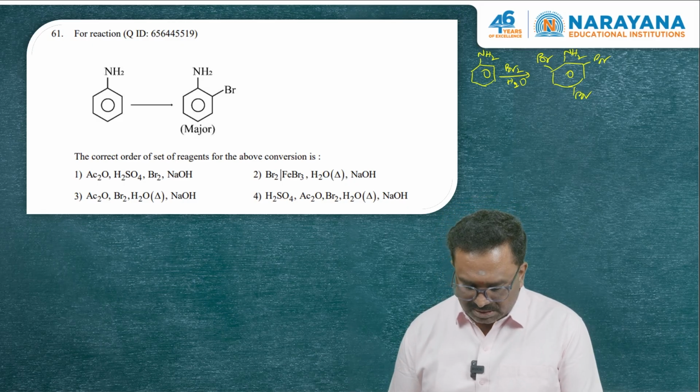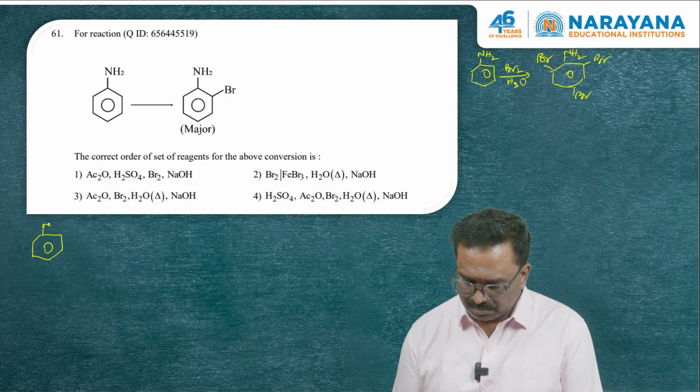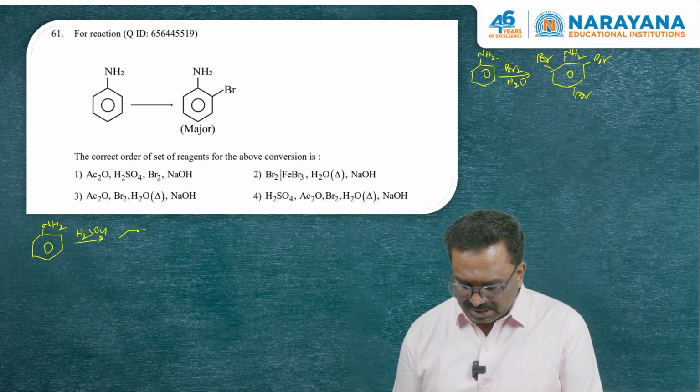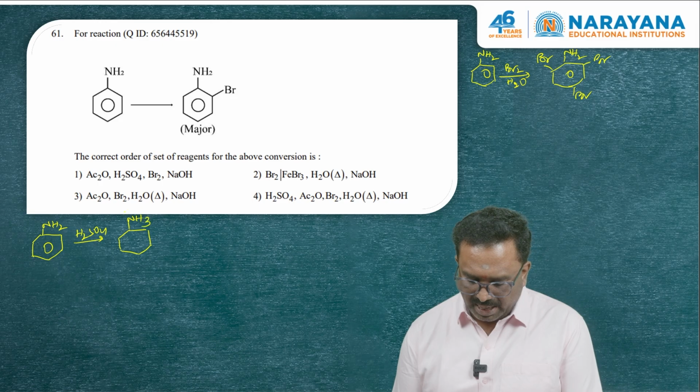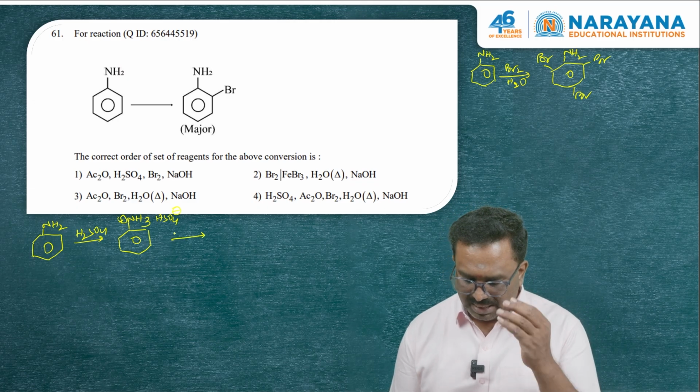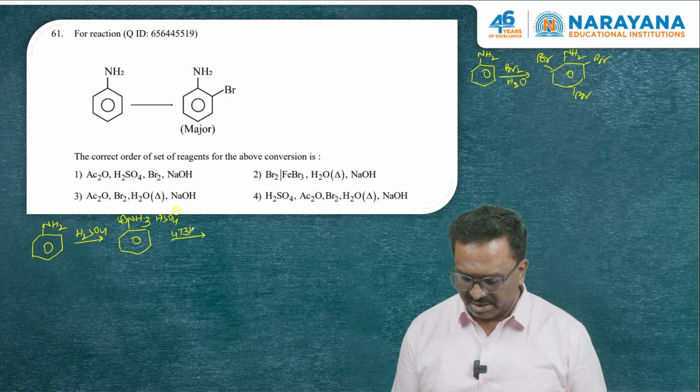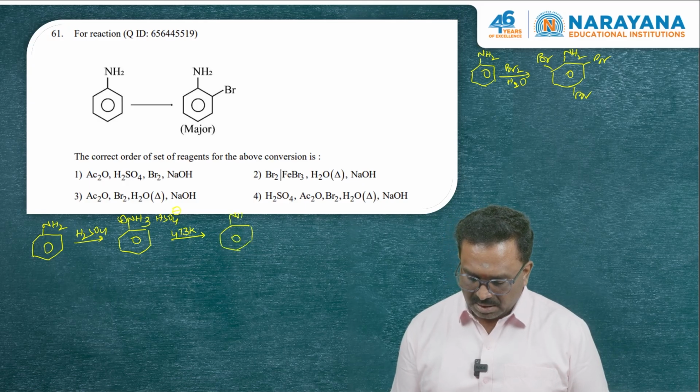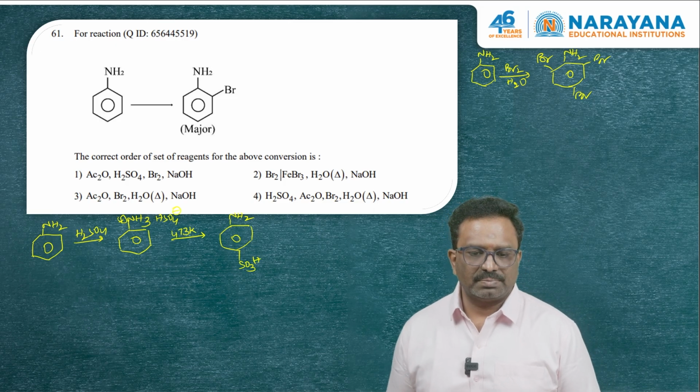ortho. See, when aniline is treated with sulfuric acid, first an acid base reaction takes place here. Anilinium hydrogen sulfate is obtained. This anilinium hydrogen sulfate, by heating to a temperature of nearly 473 Kelvin, the SO3H group is shifted towards the para position.